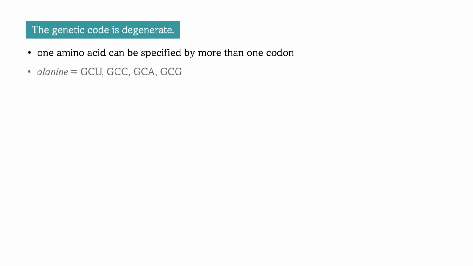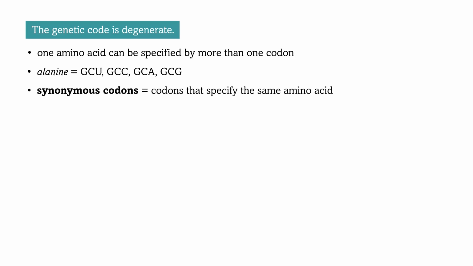The third one is that the genetic code is degenerate. This means that amino acids can be specified by more than just one codon. For example, alanine can be specified by the following codons: guanine, cytosine, uracil, or guanine, cytosine, cytosine, or guanine, cytosine, adenine, or guanine, cytosine, guanine. And this makes sense considering that we have 64 possible codons and only 20 different amino acids commonly found in proteins. The codons that specify the same amino acid are called synonymous codons.